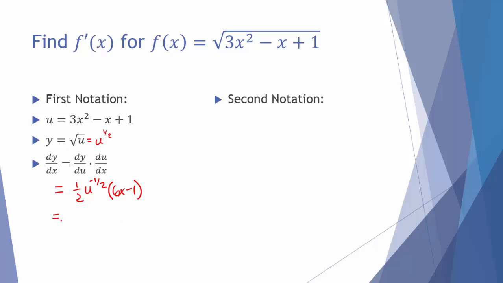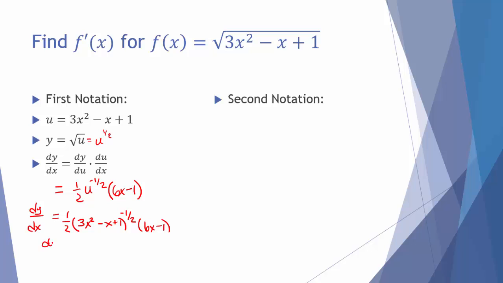So the problem with this is we are using this to find dy dx, which means our independent variable on that right side should be x, which in the 6x minus 1 is fine. The problem is I still have u's here. So what I need to do is put u back in terms of x. So I would have 1/2 times, instead of u, I write 3x squared minus x plus 1, that's still raised to the negative 1/2, times 6x minus 1.